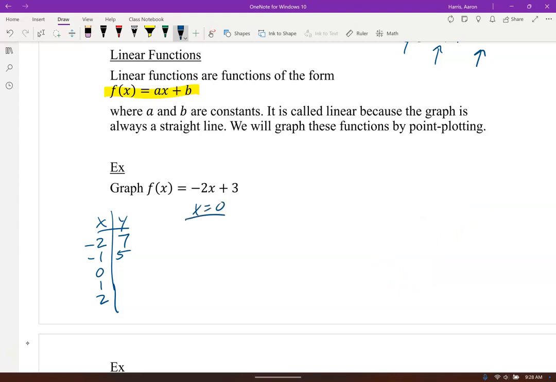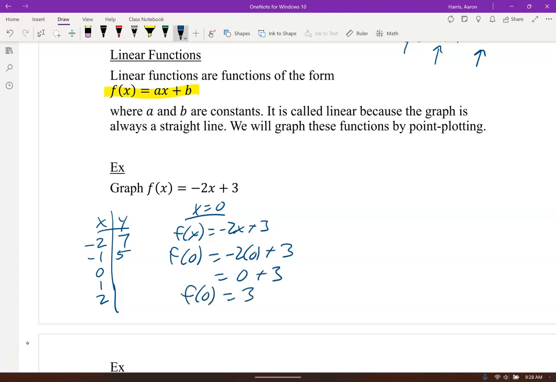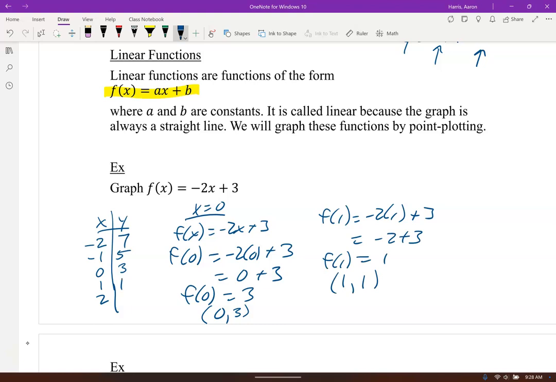Now let's do it for x being 0. f of x is -2x plus 3. f of 0 would be 0 plus 3, or 3, so when x is 0, y ends up being 3, 0 comma 3. Plug the 1 in. -2 plus 3 ends up being 1. So we have 1 comma 1. And finally plug 2 in. You got -2 times 2 plus 3. So I got -4 plus 3 is -1. So f of 2, when x is 2, y is -1.